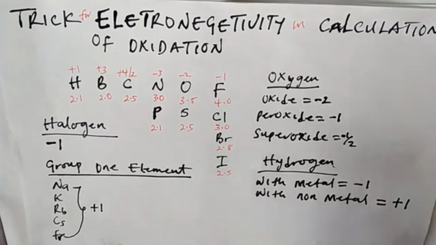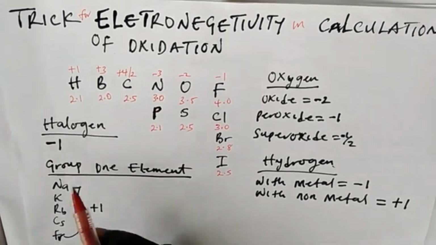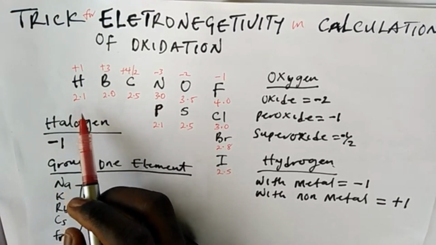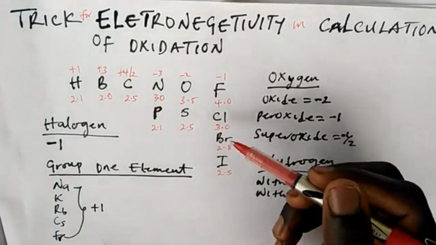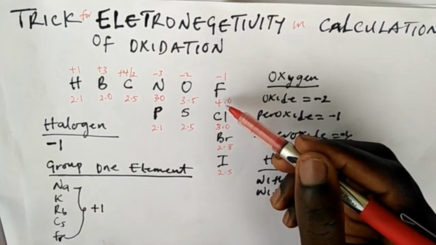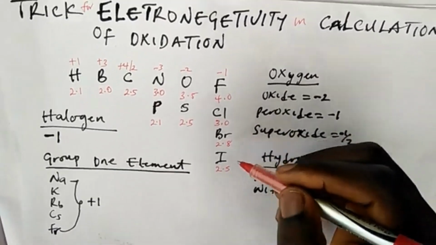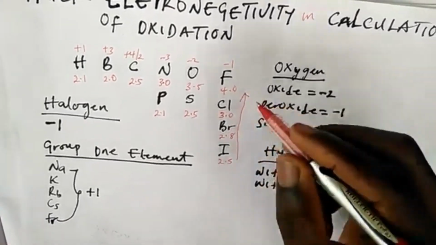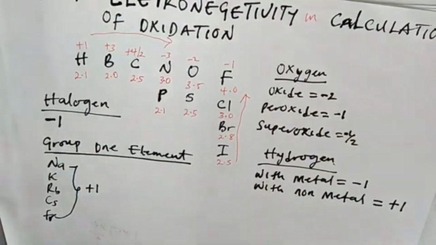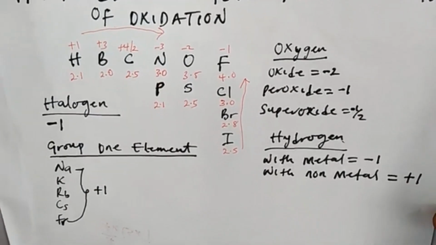Now, if you look at these elements, you see their electronegativity. Hydrogen has an electronegativity of 2.1, and fluorine has an electronegativity of 4.0, making fluorine the element with the highest electronegativity on the periodic table. Electronegativity increases up the group and increases towards the right, right?